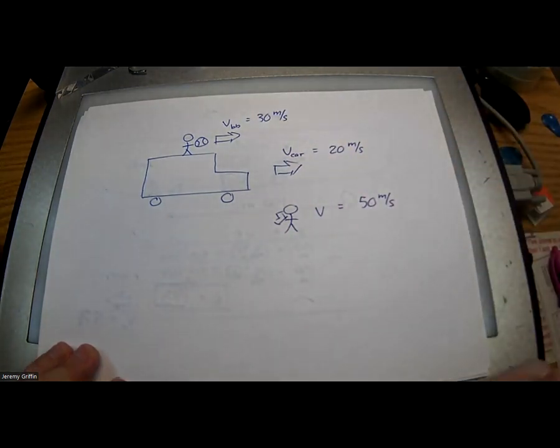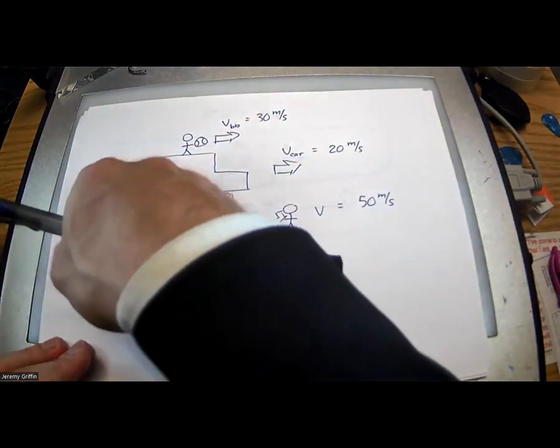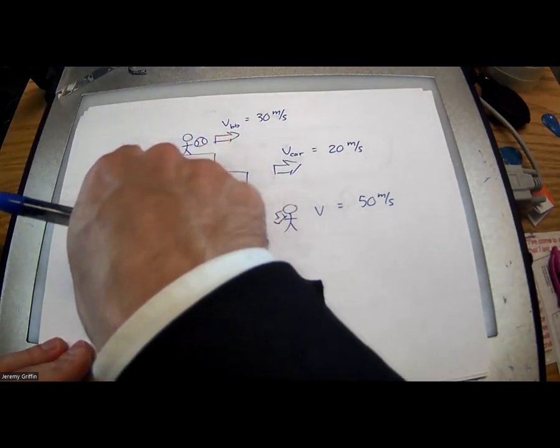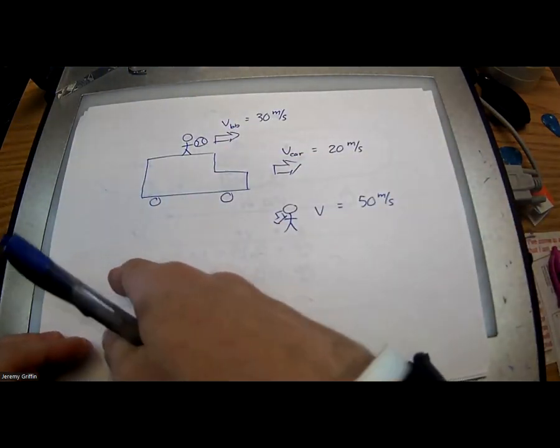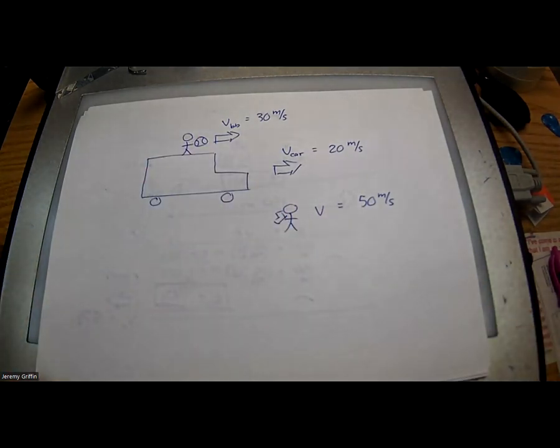That'd be true, right? Or what if this guy turns around and throws the baseball back the other way? Relative to the ground, wouldn't it go 30 minus 20, which is 10 meters per second backward? So that would be relative velocities, kind of like we did for the boat in the river.